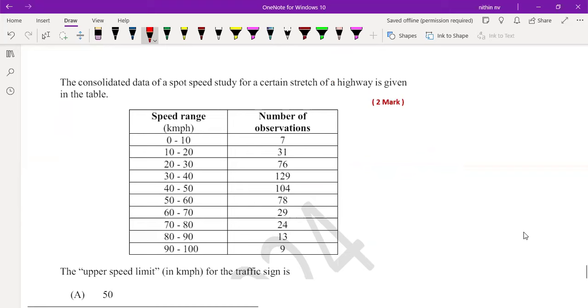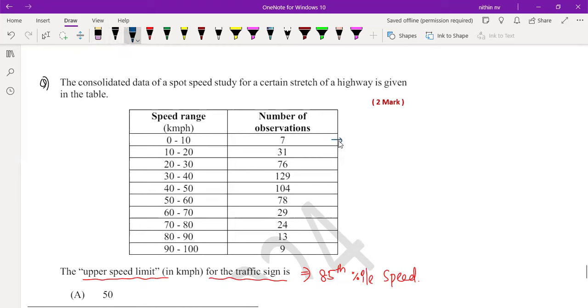And moving forward to the final question of transportation engineering. It is asked from the traffic engineering chapter. What we need to calculate is the upper limit of the traffic sign. This concept itself can be asked for 1 mark because the upper speed limit is nothing but the 85th percentile speed, right? So this is what they are asking us to calculate, the 85th percentile speed. And we know how to calculate it, right?